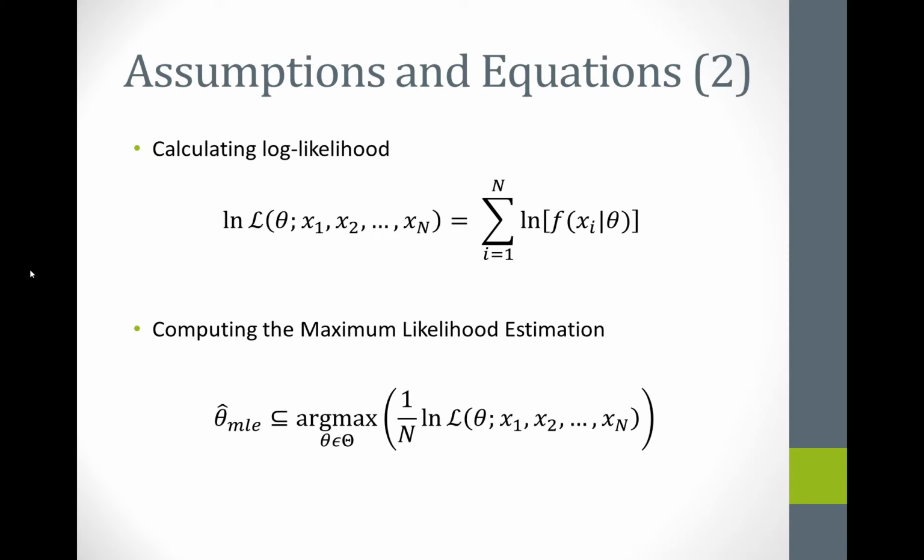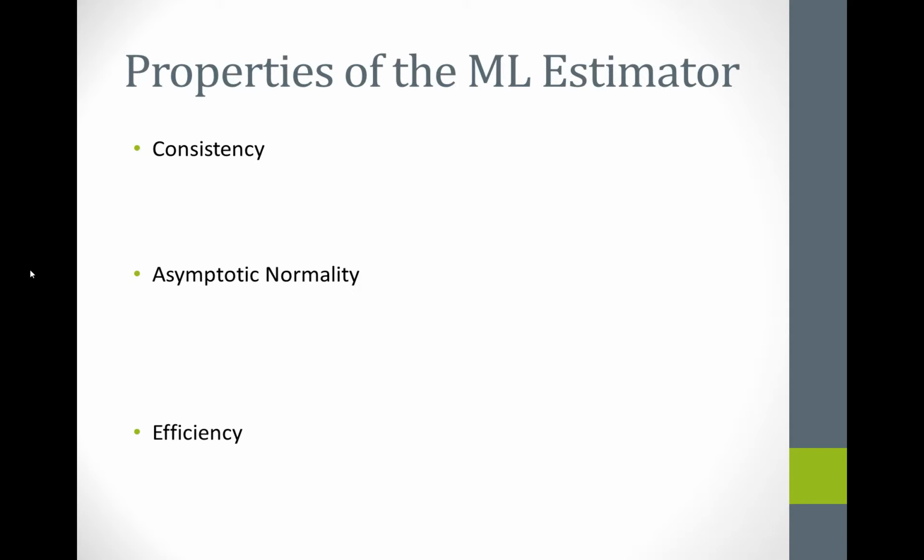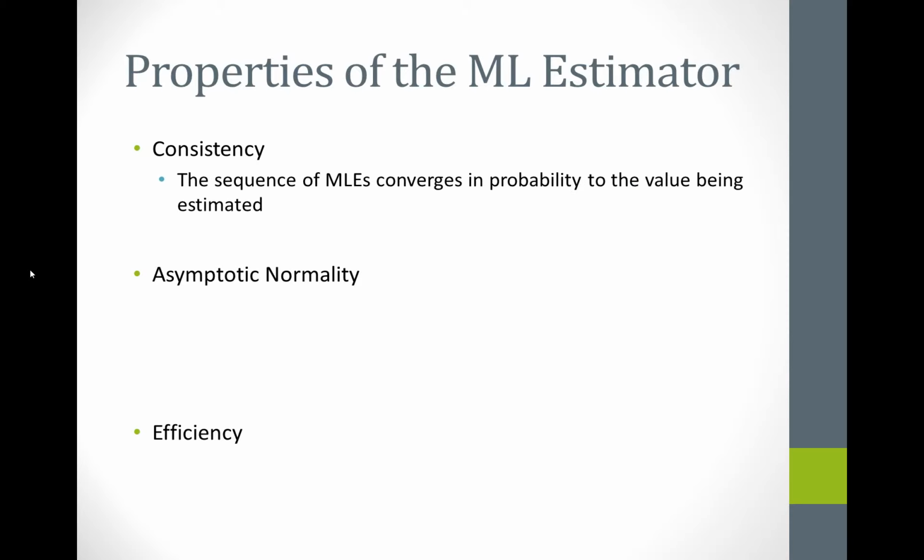And it has a bunch of nice properties that go along with it, the first of which is consistency. Consistency means that as we take more and more data points, the maximum likelihood estimates will converge to the value we're trying to estimate. So if we take infinite points, we will wind up with theta naught exactly. This is kind of important, because if this wasn't true, then our estimator really wouldn't work at all. So this is a good property to have.